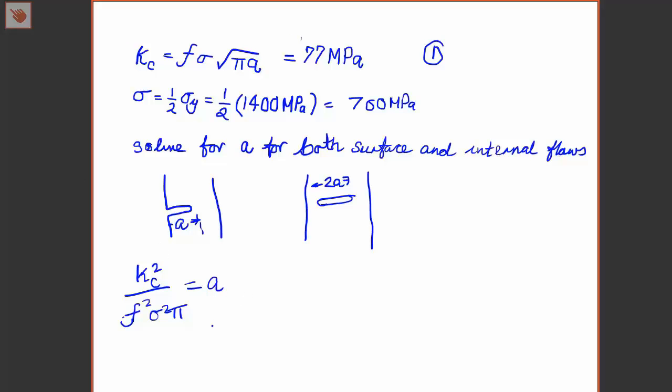So let's calculate this out. Kc is 77, so 77 times 10 to the 6, squared, divided by F squared, which is 1 squared. Sigma is the applied stress, 700 times 10 to the 6, and we want to square that and multiply by pi. And when we work that out, I get 3.85 millimeters.